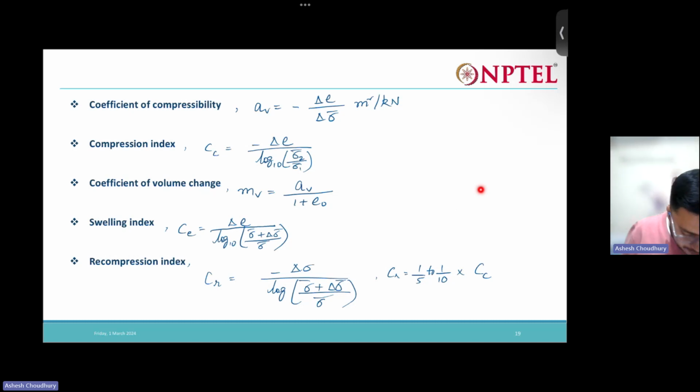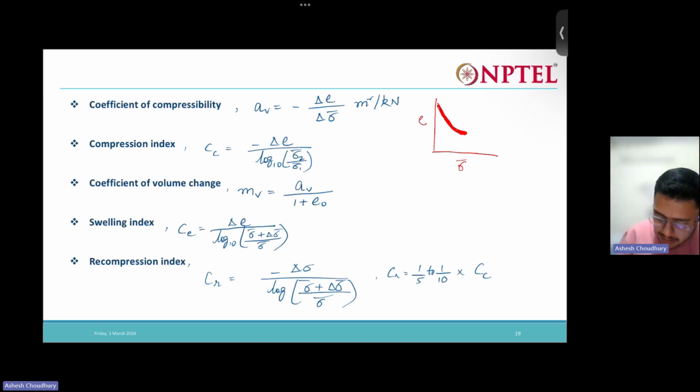For normally consolidated soil, the void ratio versus effective stress plot is something like this. The slope of this e versus effective stress plot is nothing but the coefficient of compressibility, av. Next we have the compression index.